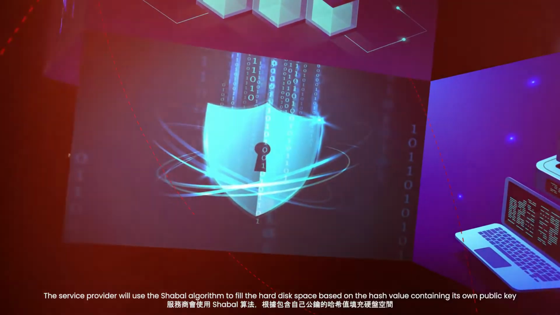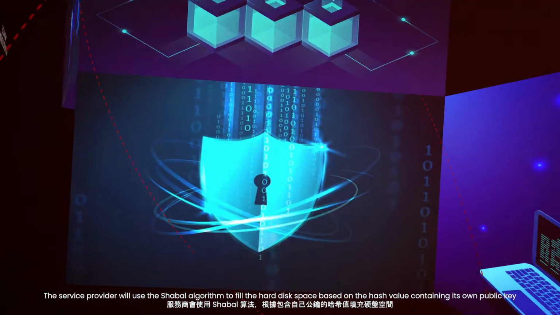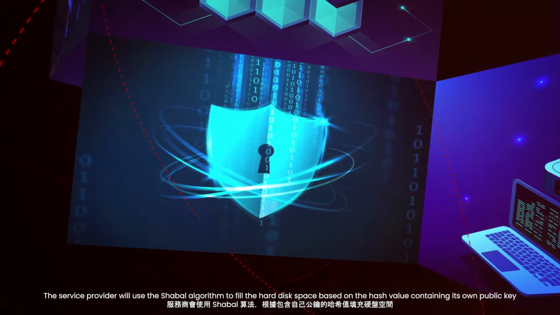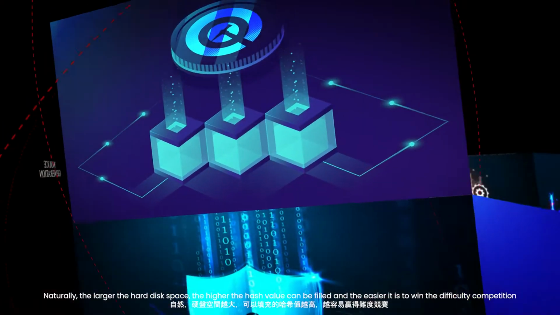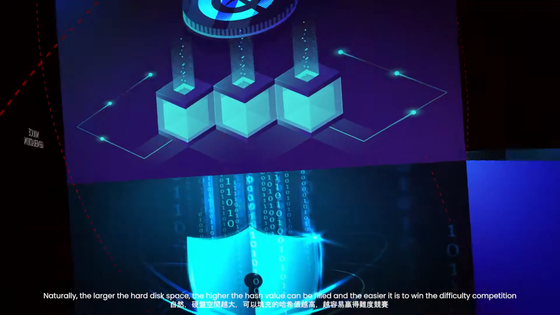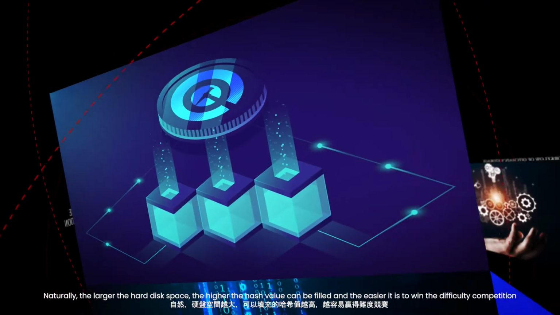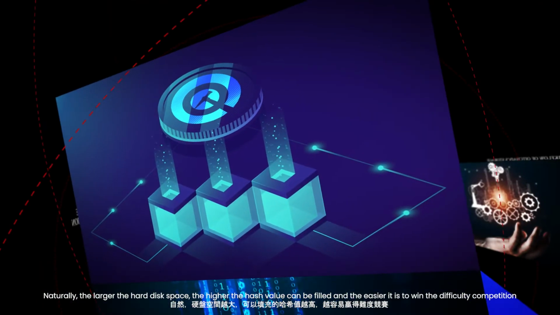The service provider will use the SHA-BAL algorithm to fill the hard disk space based on the hash value containing its own public key. Naturally, the larger the hard disk space, the higher the hash value can be filled and the easier it is to win the difficulty competition.